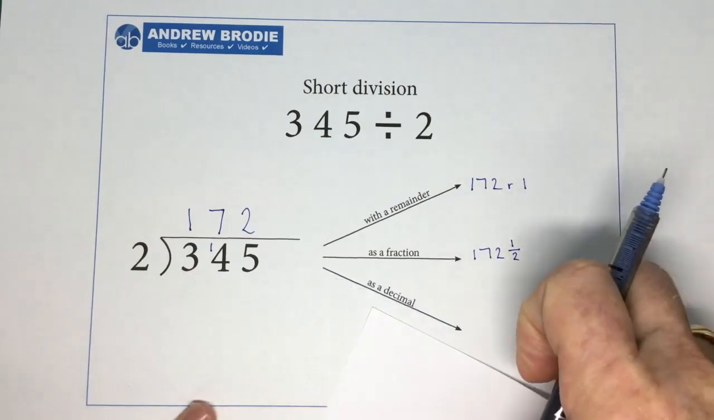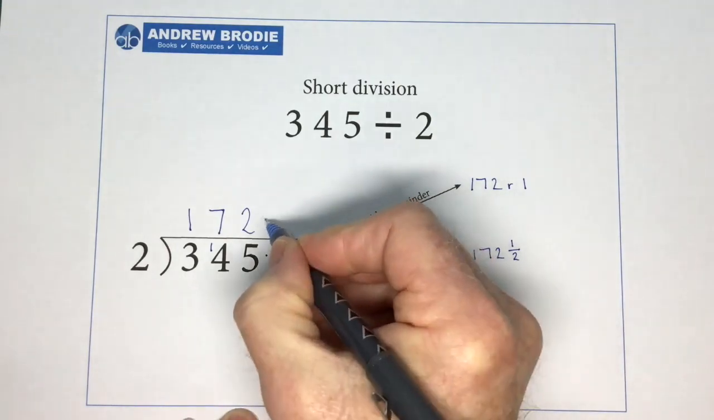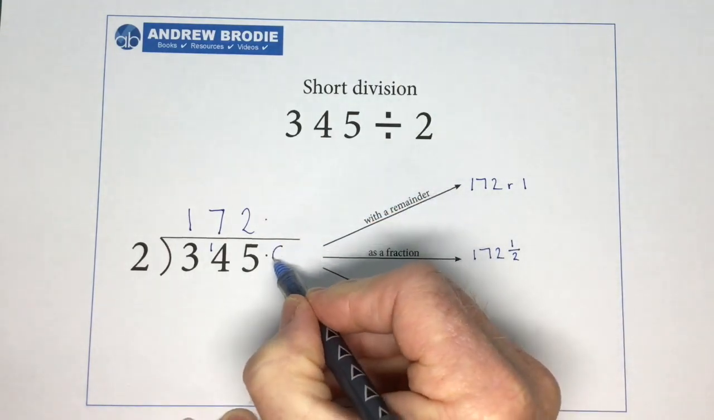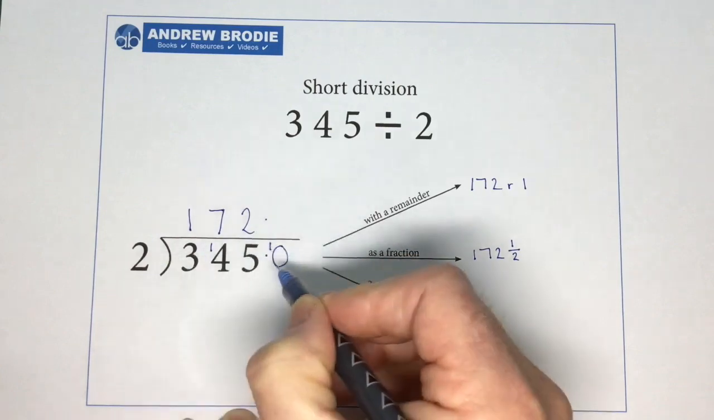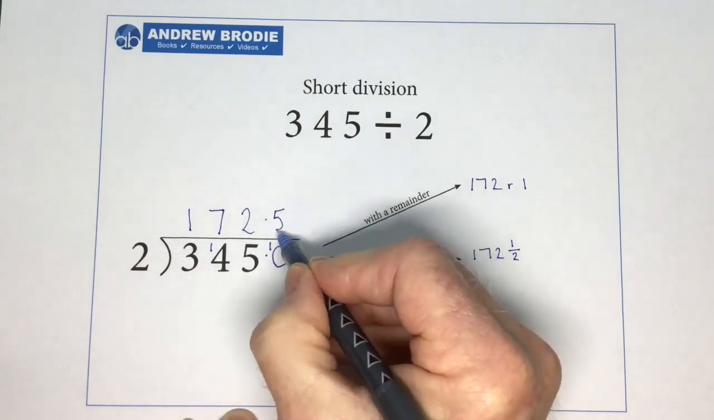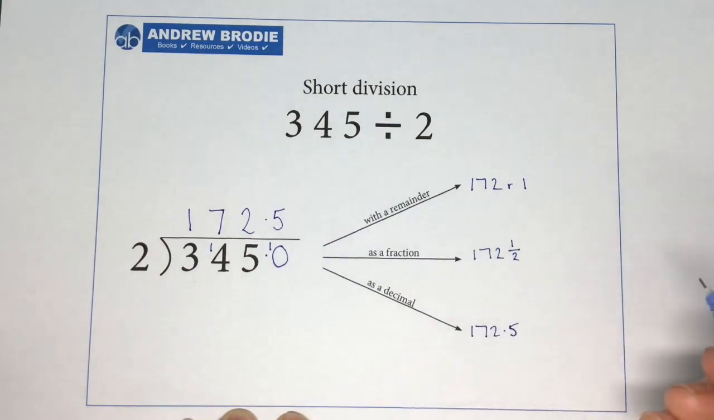Or as a decimal. Now to create the decimal, we need a decimal point there and a decimal point there. We put a 0. The 1 that's left over goes with that 0 to make 10. How many 2's in 10? There are 5. So 3 different answers to the same question.